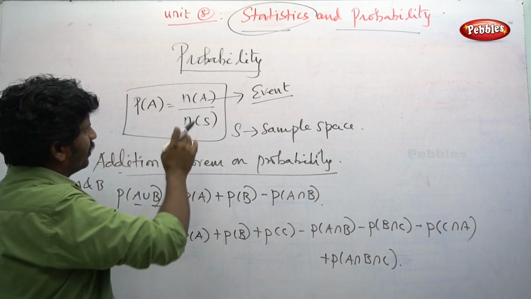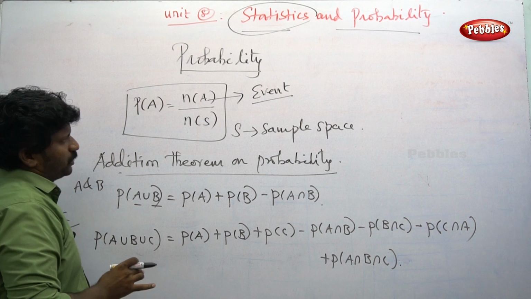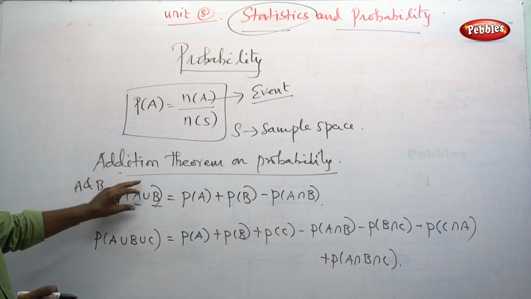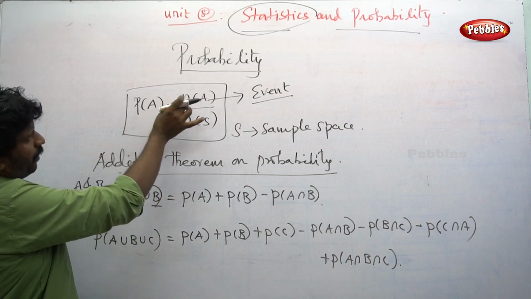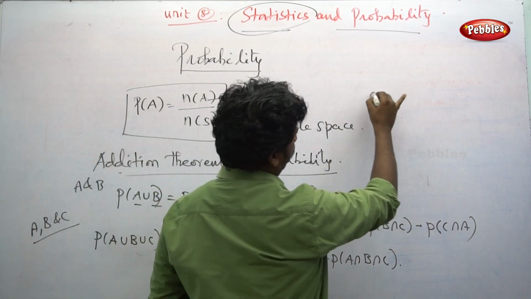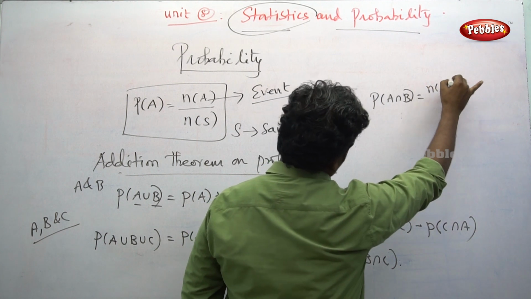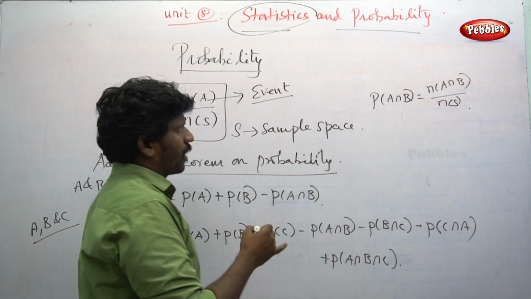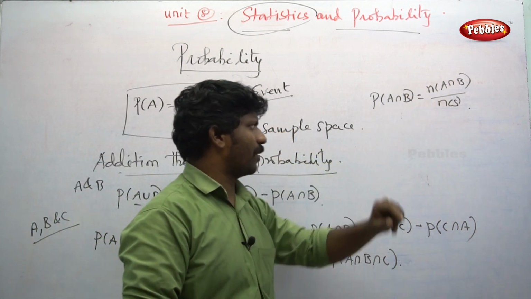Probability is n of A by n of S, the event by the sample space. Using the addition theorem we will do the 5 marks problems. What you need to know is that P of A is n of A by n of S. If we find P of A intersection B, it is n of A intersection B by n of S. Understood? Probability means that event by the sample space.